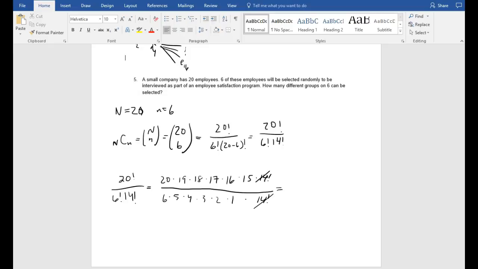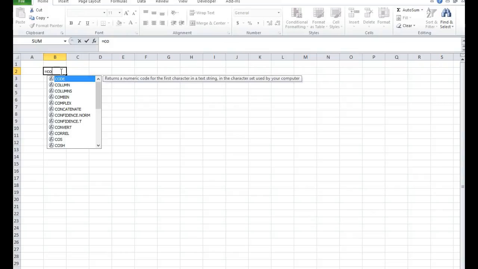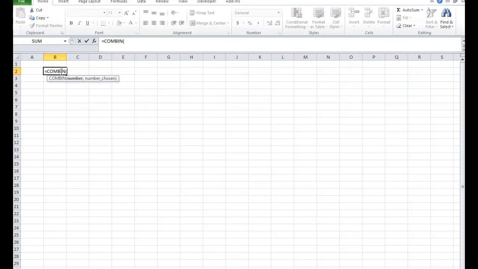And if we did all of the math, we would get 38,760. So I'm going to go ahead and show you just how to do this very simply in Excel. The Excel function is equals COMBIN, the number and the number chosen. The number would be the 20. The number chosen would be the 6. And there is 38,760.